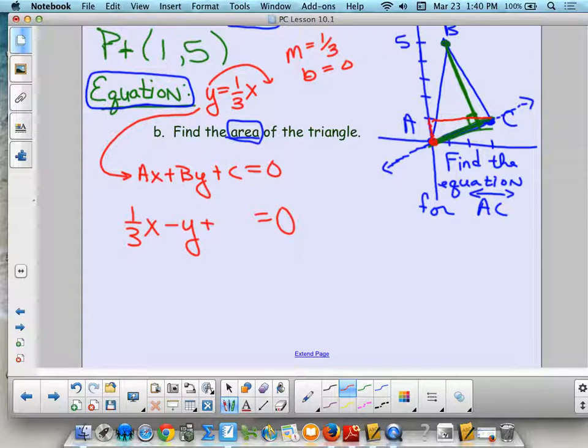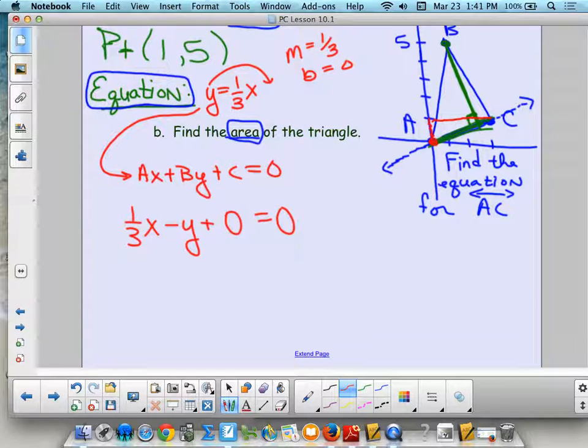What is the C value? 0. Somebody in period 4 figured this out. The C value is always going to be what? Anybody figure that out? The C value is right there. It's the y-intercept. You don't have to know that, but it's kind of nice to know that.